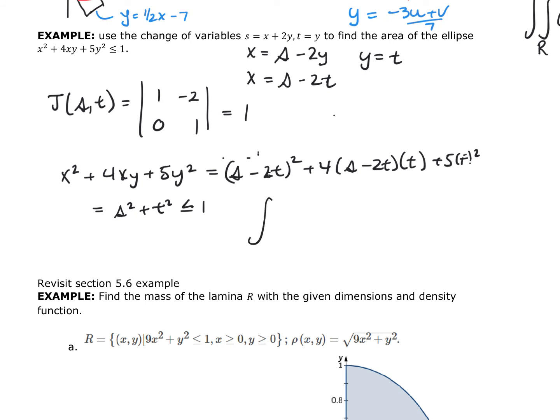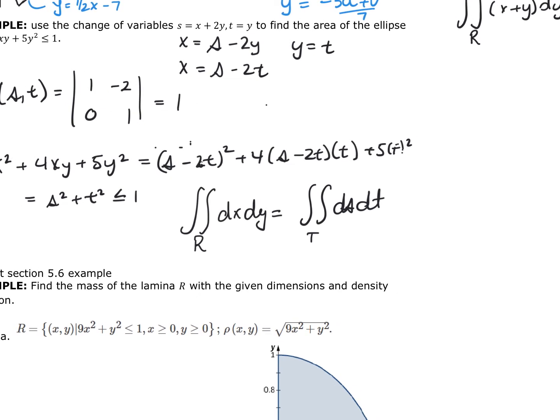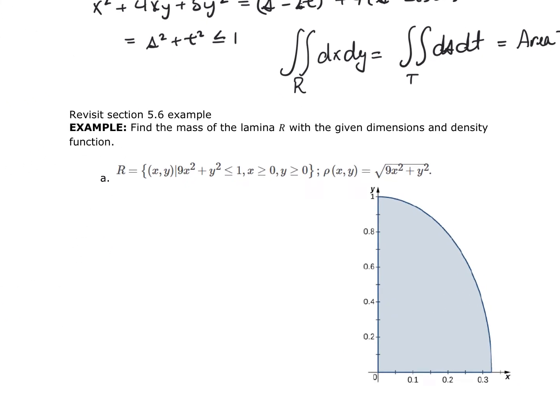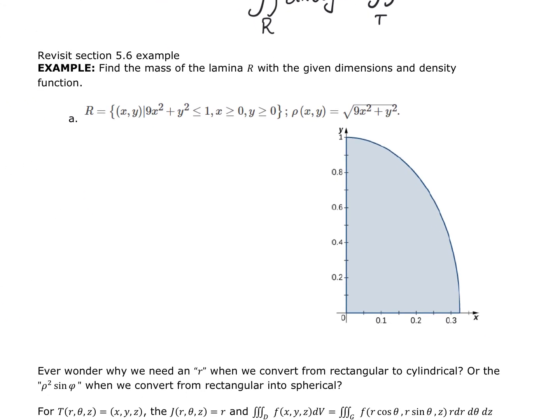So my integration of my region from dx and dy is the integration of t ds dt, which ends up becoming the area of t, which is just going to be pi. So that's actually quite nice. Now we're going to revisit this lovely thing. Now, if you remember in 5.6 last week, this was a whole lot of not fun.